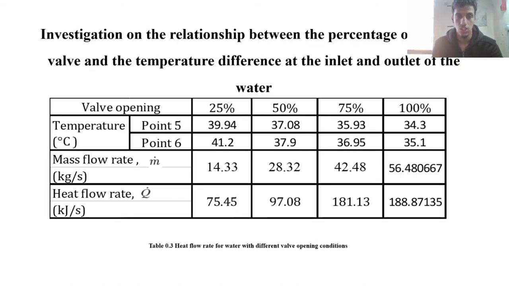Next is the investigation of the relationship between the percentage of valve opening and the temperature difference at the inlet and outlet of the water. So here you can see the temperature difference we used, the mass flow rate, and the heat flow rate, for which we use the formula, and this table shows the heat flow rate of water with different valve opening conditions.